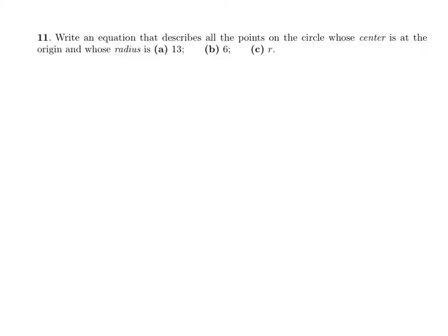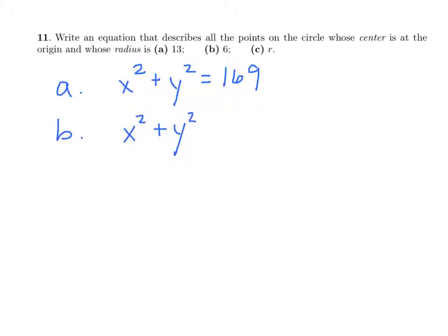Okay, so number 11 here, what do we get for A? We want a circle whose center is at the origin and whose radius is 13. x squared plus y squared equals 169. B. What do we have for that one? x squared plus y squared equals 36. Copy. I did it. And then C. x squared plus y squared equals r squared. That's exactly what I did. Easy enough.